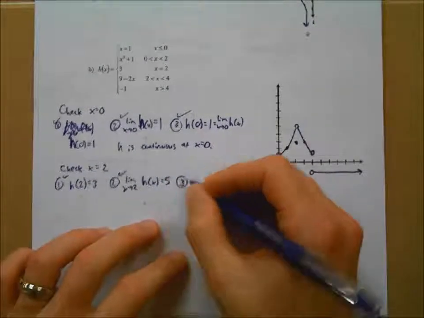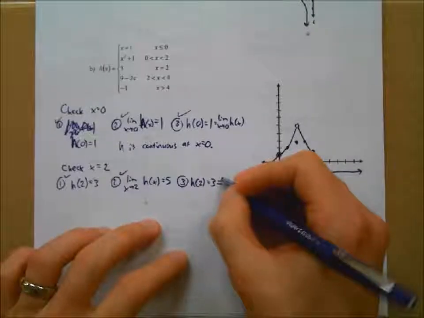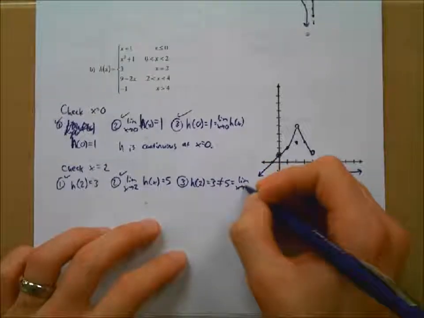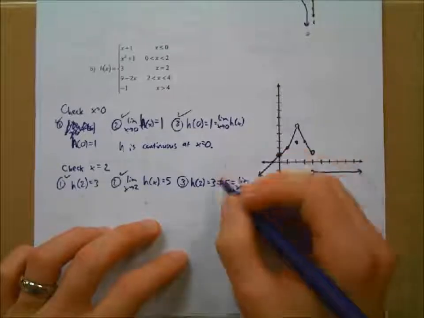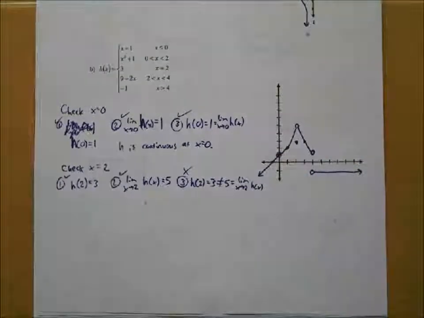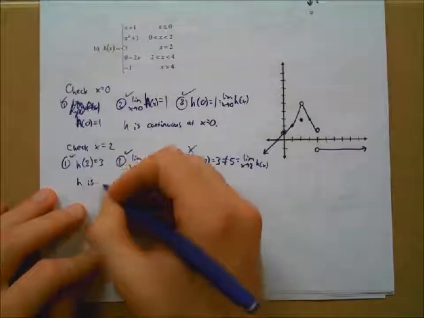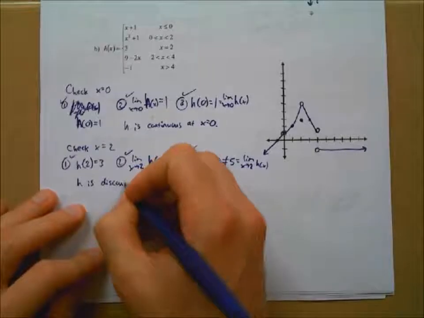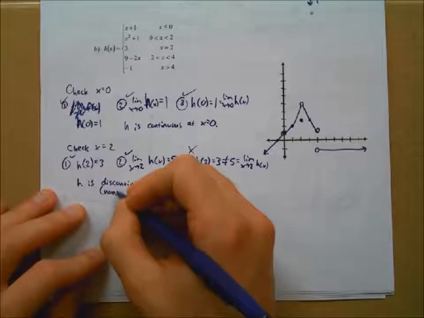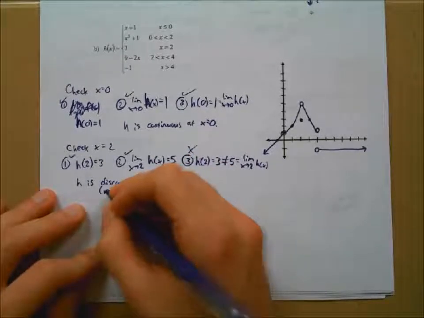Okay. Step 3, h of 2 equals 3, but that's not equal to 5, which is the limit as x approaches 2 of h of x. And so we fail our test for continuity. Okay, h is discontinuous. And just for our purposes here, we'll say the kind of discontinuity, because it did ask in our directions. Sorry, this one's removable, my bad.